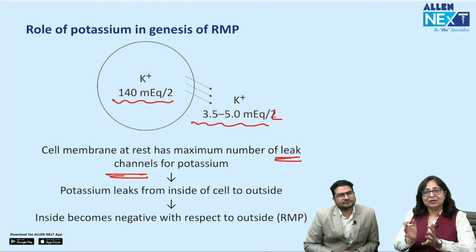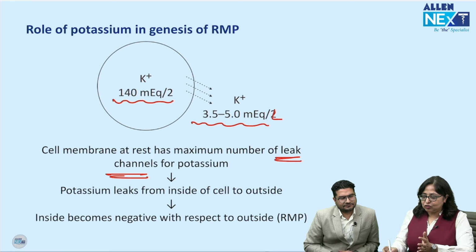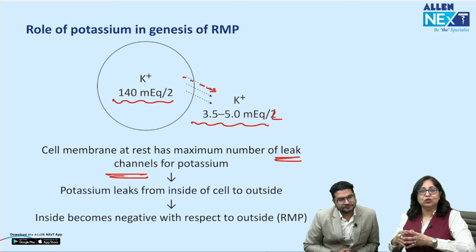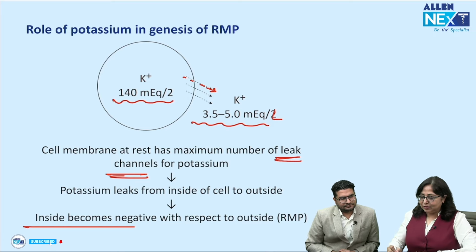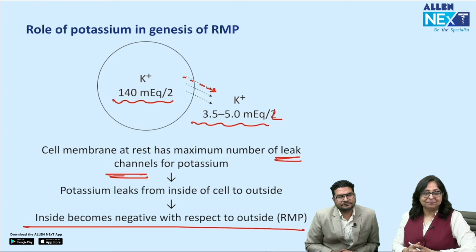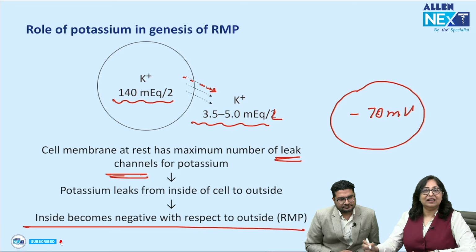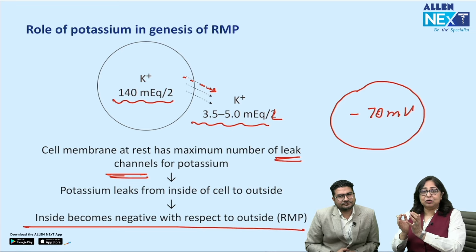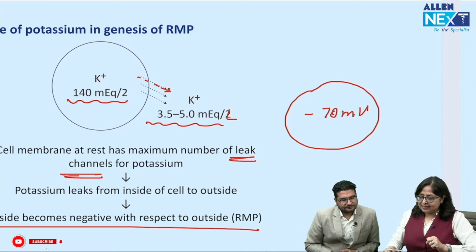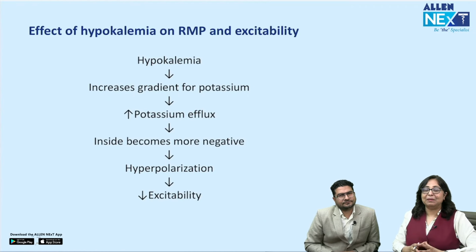Where is the higher concentration? Inside the cell. Lower concentration? Outside the cell. So potassium tends to move from inside to out, and because the inside of the cell loses positive charge, the inside of the cell will become negative with respect to outside, which is called the resting membrane potential. Most neurons in our body have a resting membrane potential of minus 70 millivolts. Please understand, this is a potential, a negative potential inside with respect to outside. Now, let us discuss what happens when there is hypokalemia and what it does to the resting membrane potential.